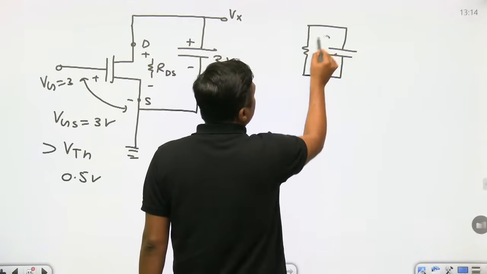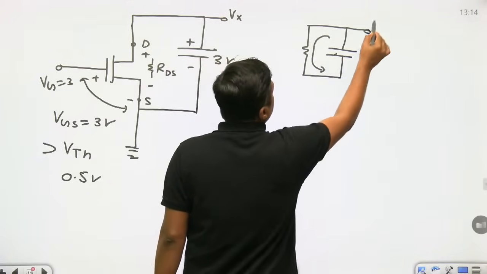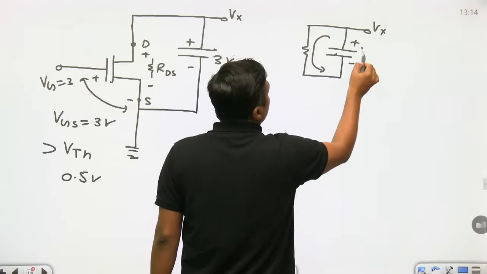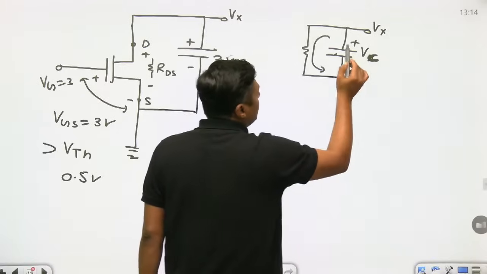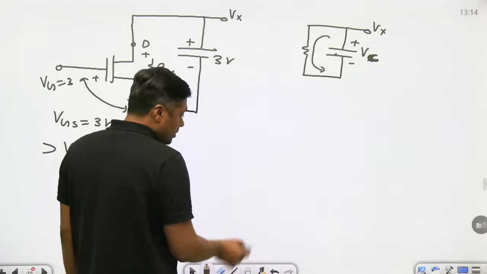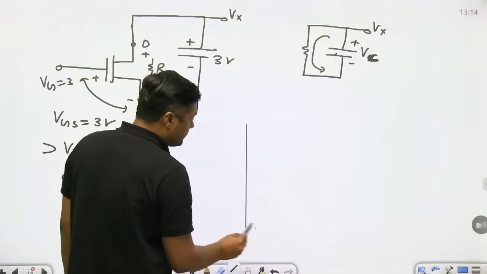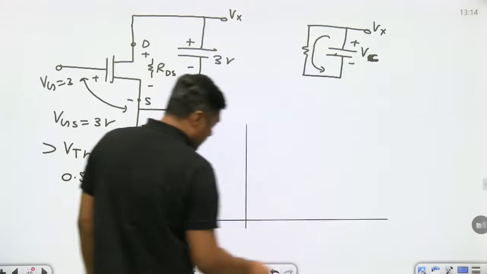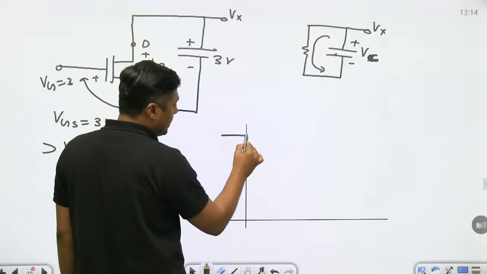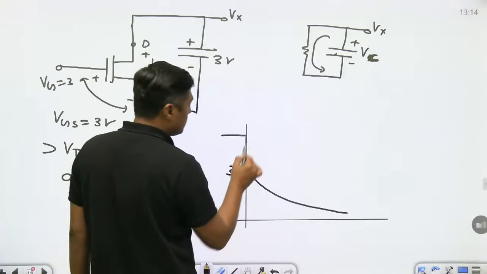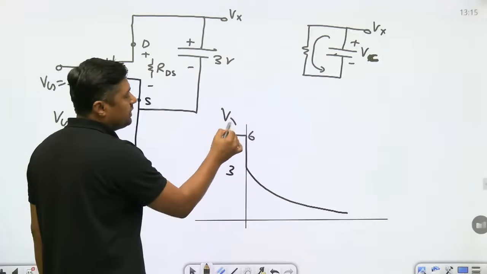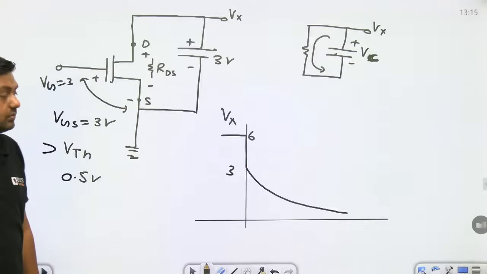Source free RC circuit. And finally this Vx, that is nothing but the voltage across the capacitor, will become 0, an exponentially decreasing function. Guys, this type of graph: initially Vx was 6 volts, suddenly it will drop to 3 volts and then decrease exponentially. This is the value of Vx with respect to time.